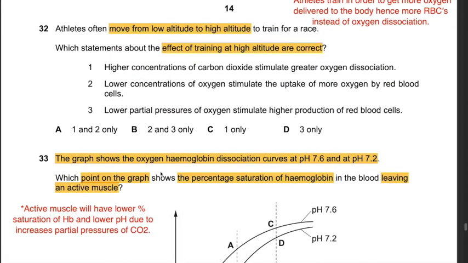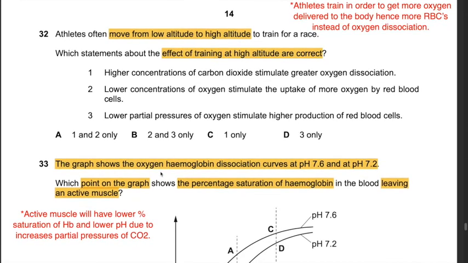Question 32. Athletes often move from low altitude to high altitude to train for a race. Which statements about the effect of training at high altitude are correct? 1. Higher concentrations of carbon dioxide stimulate greater oxygen dissociation. 2. Lower concentrations of oxygen stimulate the uptake of more oxygen by red blood cells. 3. Lower partial pressures of oxygen stimulate higher production of red blood cells. If a person moves from low altitude to high altitude, the partial pressure of oxygen decreases because at high altitude there are low oxygen levels. When there are low oxygen levels, the athlete produces more red blood cells in order to compensate for the reduced partial pressure of oxygen. Therefore, statement 3 is correct.